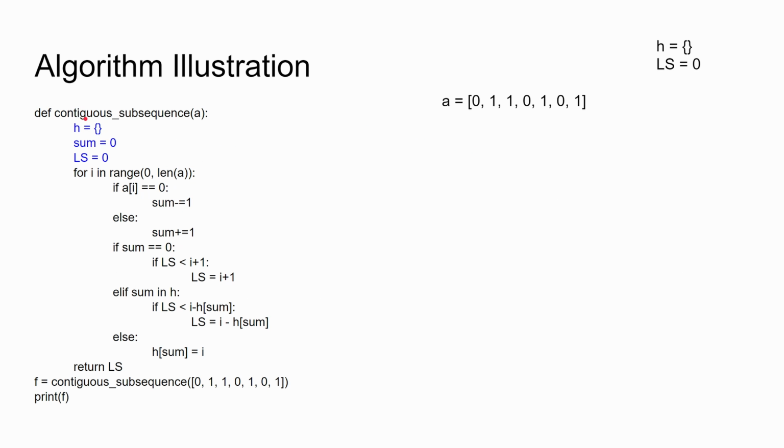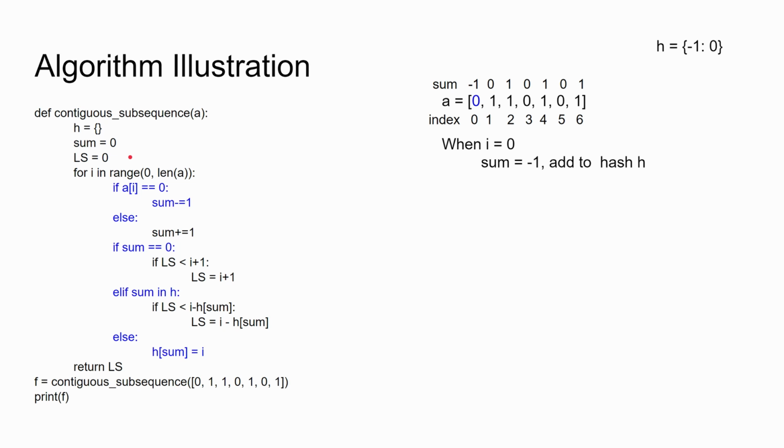Algorithm illustration. The function contiguous subsequence takes the input of A, 0, 1, 1, 0, 1, 0, 1, and the output is the longest contiguous subarray. It starts with H as an empty hash, sum as 0, and ls as 0. ls stands for longest subarray.